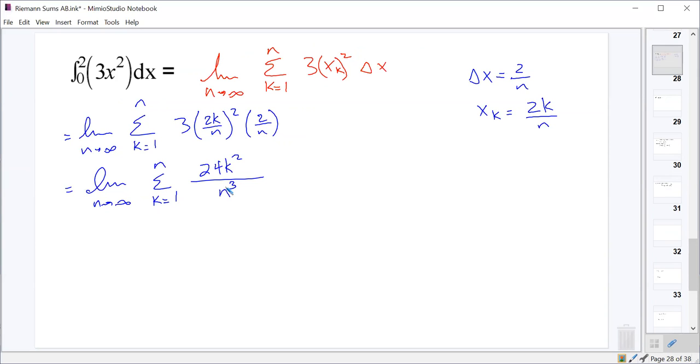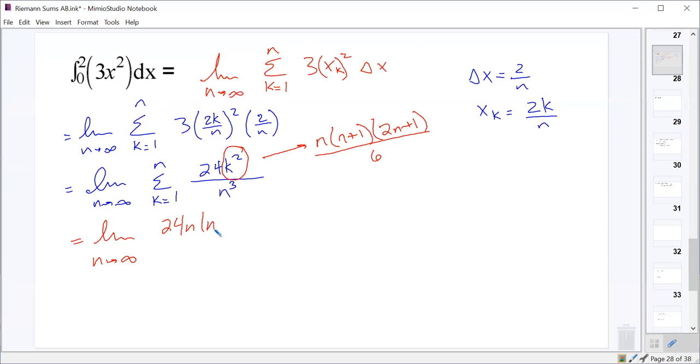Good. Okay. And now, yesterday, I told you another good one to know would be the summation for k squared. What's the summation for k squared? It's n times n plus 1 times 2n plus 1, all over 6. And so we will just replace that k squared with that, and that will take care of the summation. So now we have a limit as n approaches infinity of 24n times n plus 1 times 2n plus 1 all over 6n cubed.